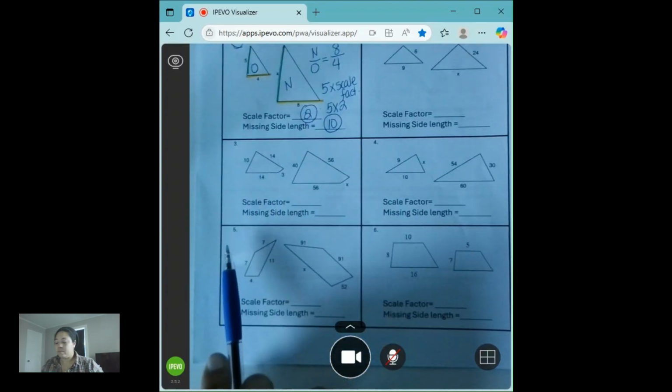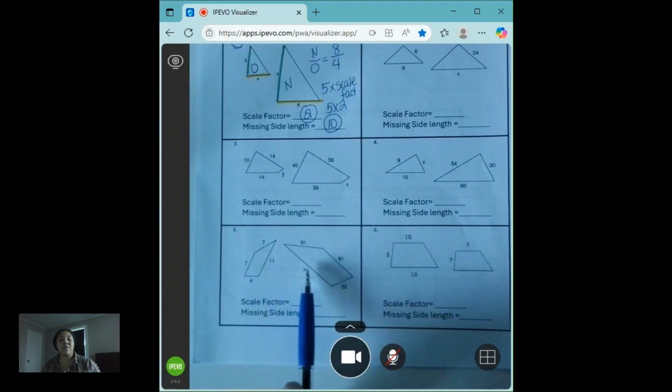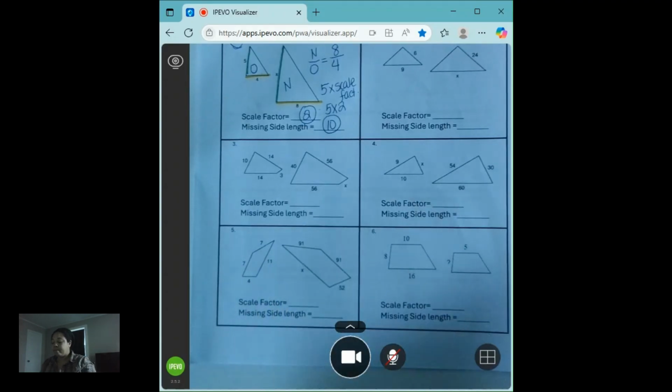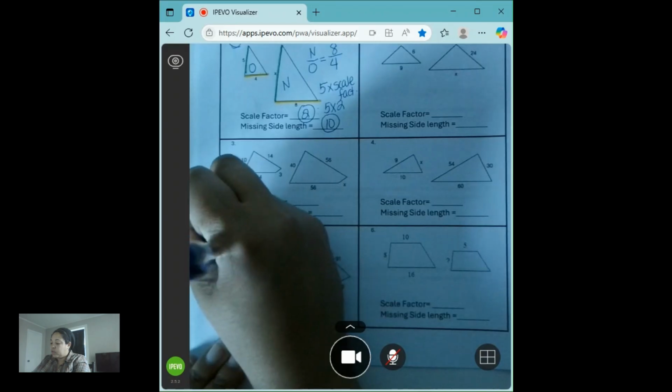Number 5. I need to find the scale factor, and then I need to use that scale factor to find the measure of x. It doesn't matter so far which one I use, as long as you don't use this 11, because it does correspond with the missing value. We don't know it yet. So we need to use the scale factor formula, n divided by o.